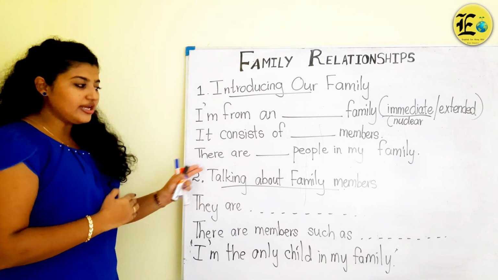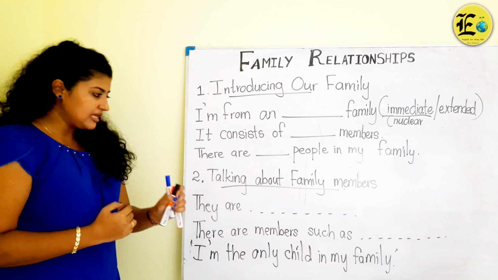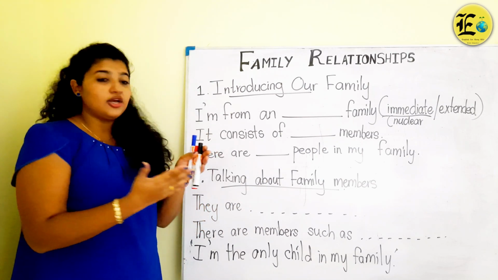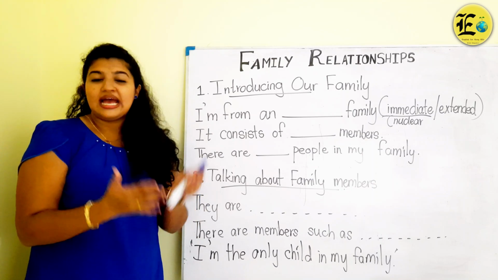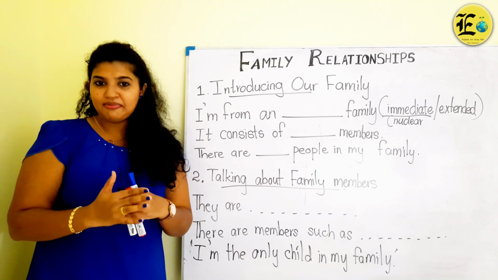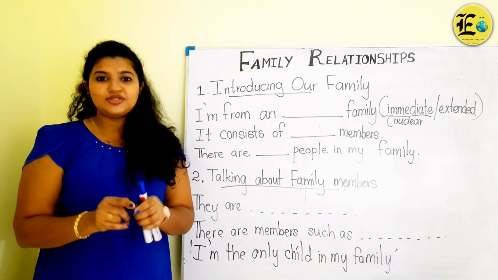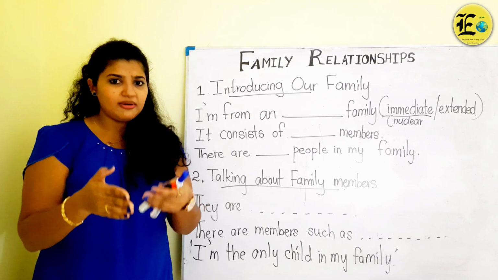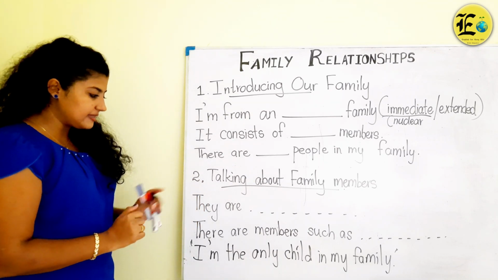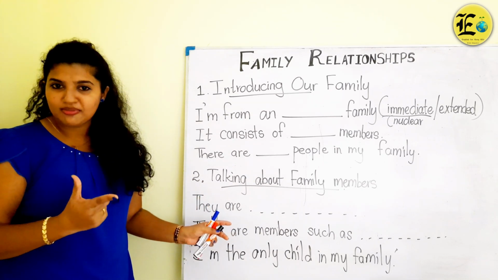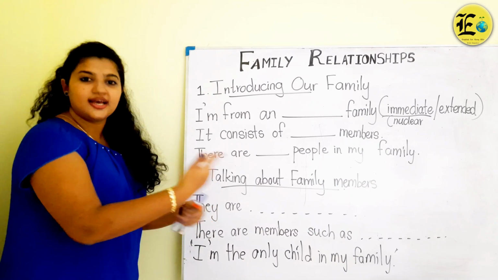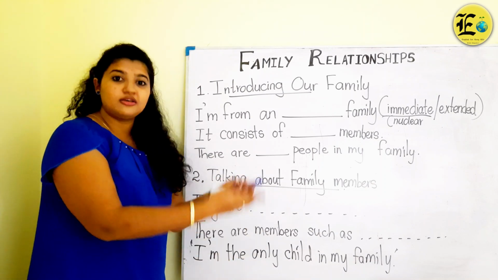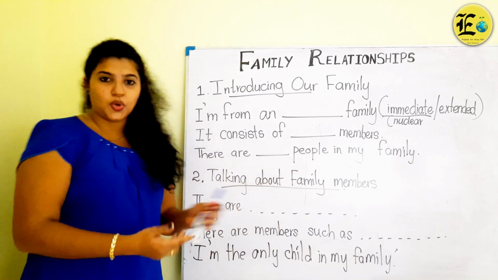Number 2, talking about family members. So when we start talking about our family members, just after mentioning what kind of family we are from, and then after mentioning the number of people, the next important point is to tell who the members are. So to talk about that, we'll use phrases like this. The most common phrase is they are. And you can start including the number of people. Just like they are my father, mother, brother, sister, and so on.